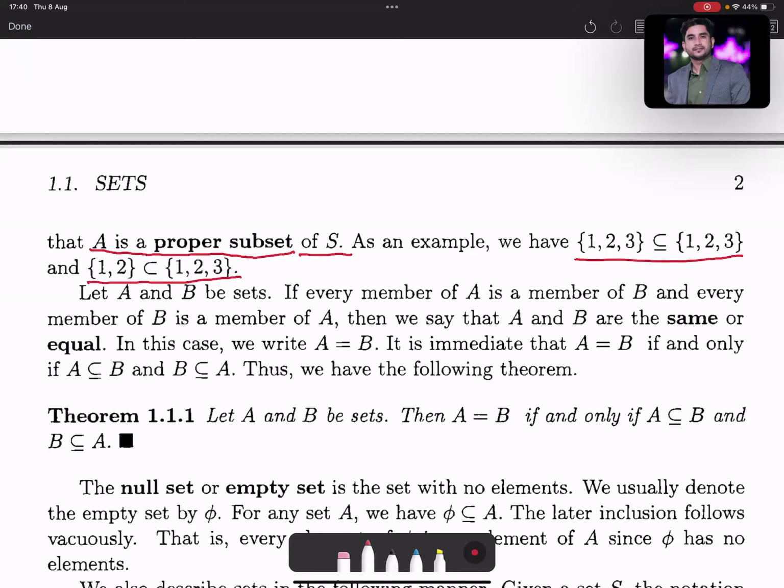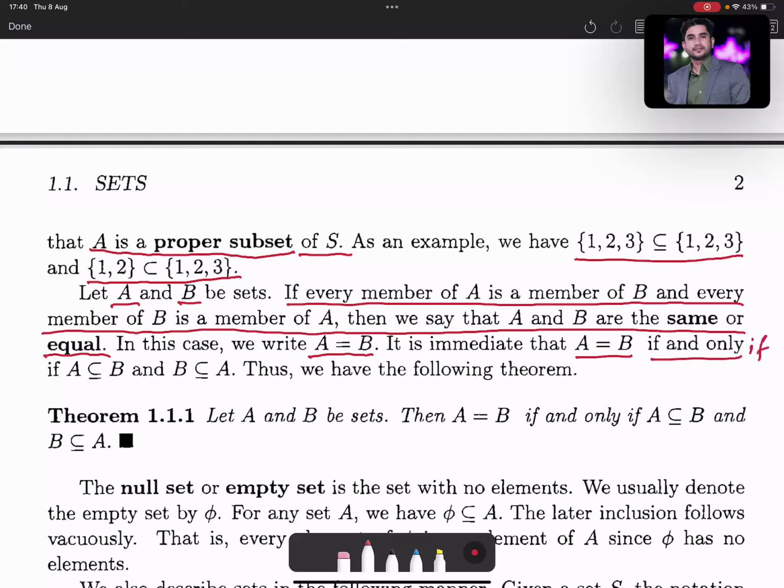Let A and B be two sets. If every member of A is a member of B, and every member of B is a member of A, then we can say that A and B are the same or equal. In this case, we can write A = B. It is immediate that A = B if and only if A is contained in B and B is contained in A. Then we have the following theorem.